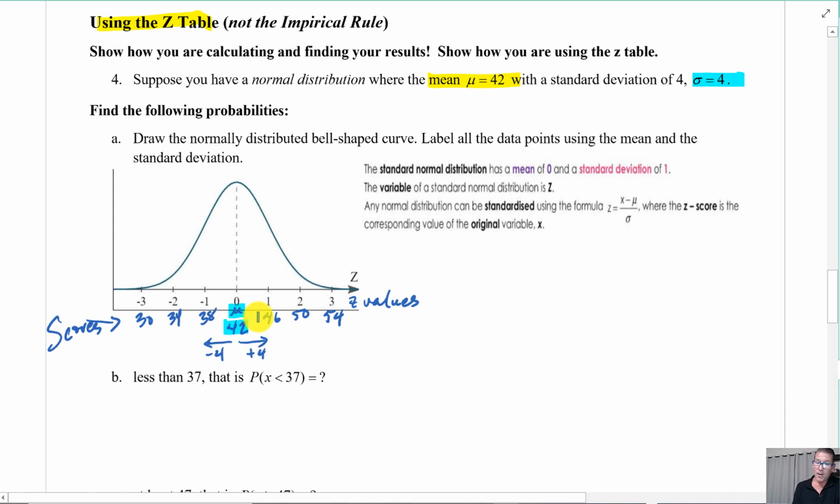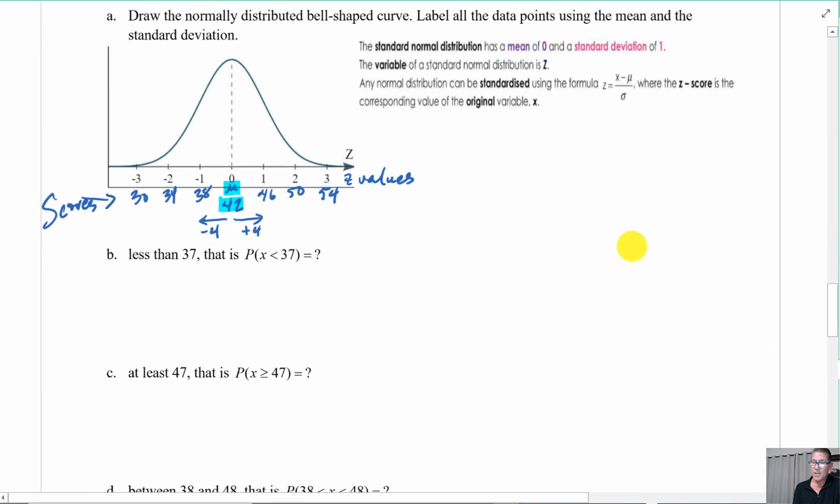All right, let's find the following probabilities, but this time we're going to be using the z-table, so get ready. If you don't have your z-table out, pause the video and get that ready. I'm going to be using mine. What's the probability that the score is less than 37? So 37 is between 34 and 38, so the z-value is between -1 and -2. This is a negative z-value, so let's find z first.